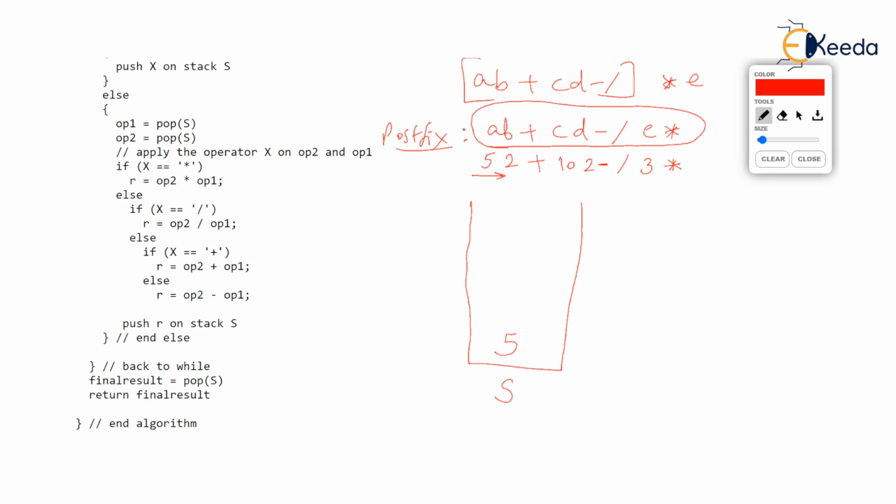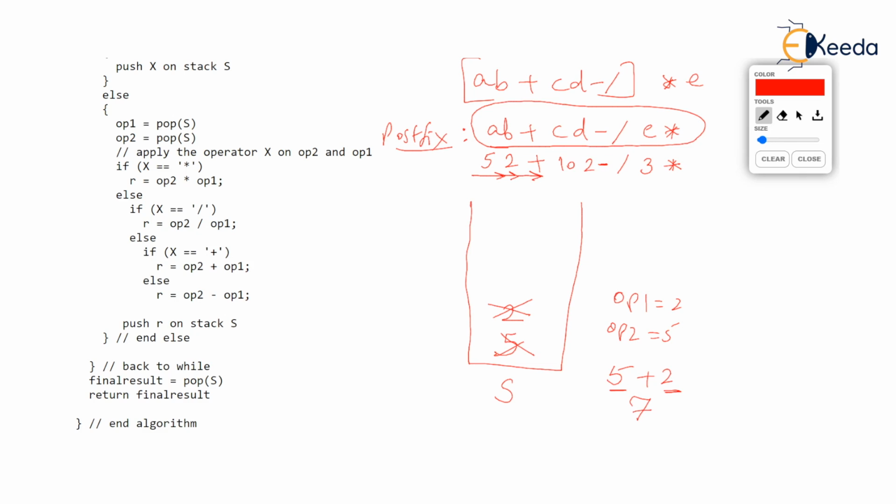Then next token we get is 2. 2 is an operand, push it. Next token we get is plus, but plus is an operator. So you pop 2 and 5. So you notice OP1 will be 2 and OP2 will be 5. And the operator you got was plus, so you will perform 5 plus 2. Note OP2 on the left, OP1 on the right, and you will get the result as 7.